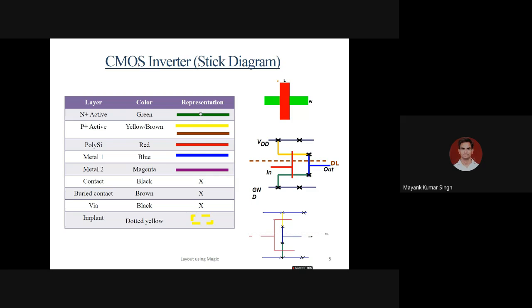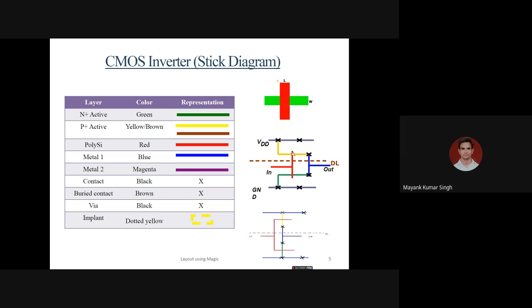So the green shows the inactive, the yellow shows the P active. It can be shown in brown also. So we can see here where the green and red are crossing. The red means poly and this green means the active layer or diffusion. So when there is a cross, it makes a MOSFET. Every time we get this poly cross, we will get a MOSFET.